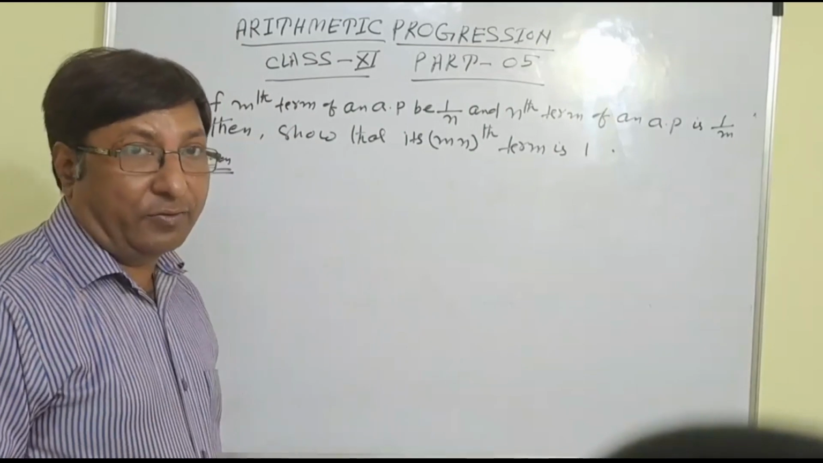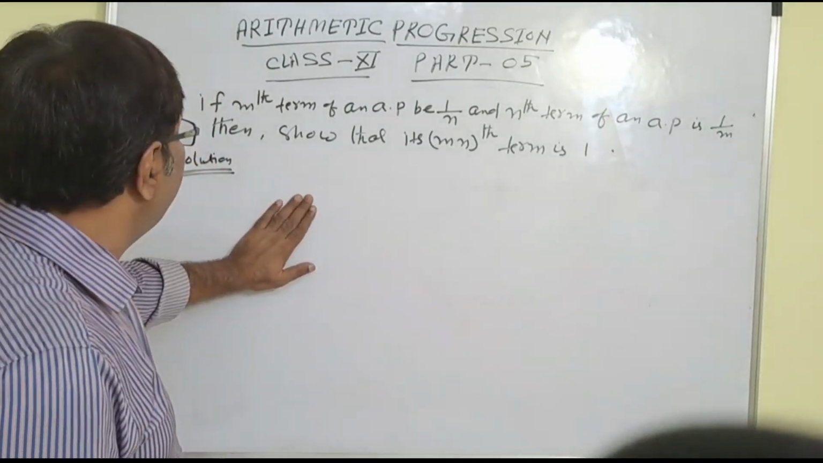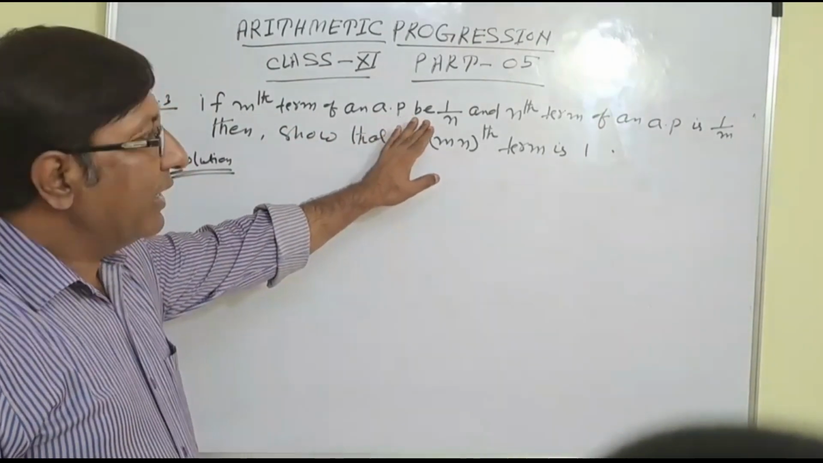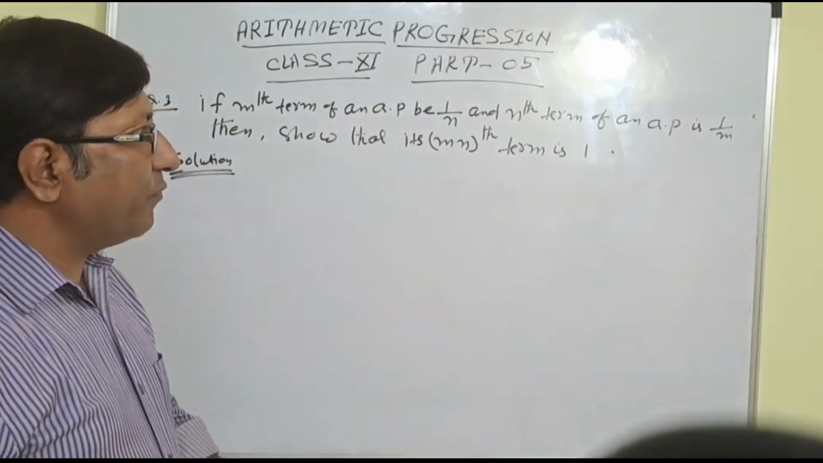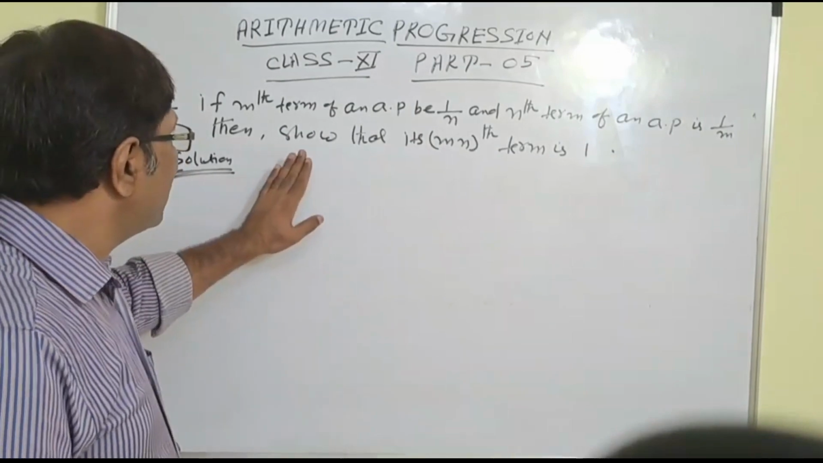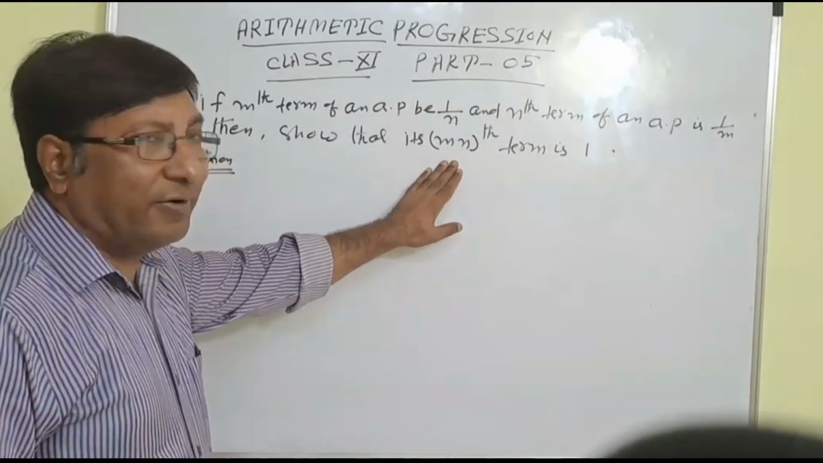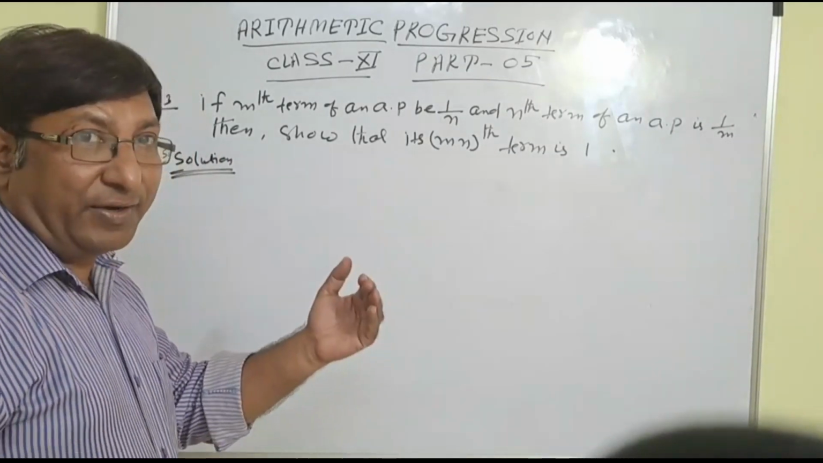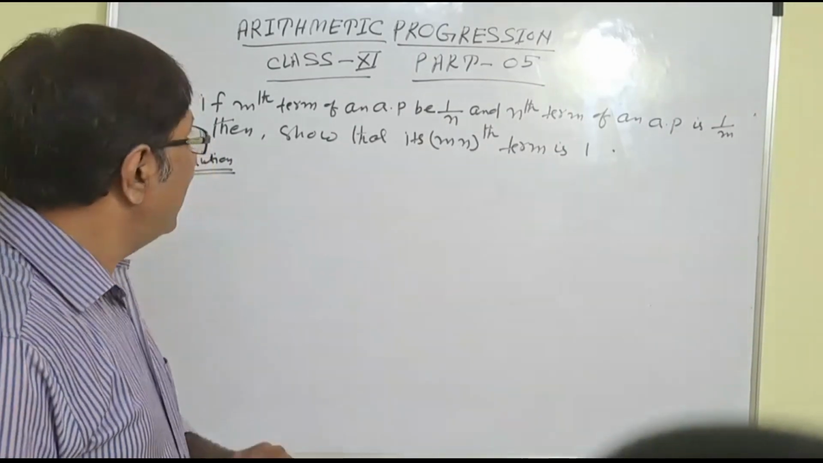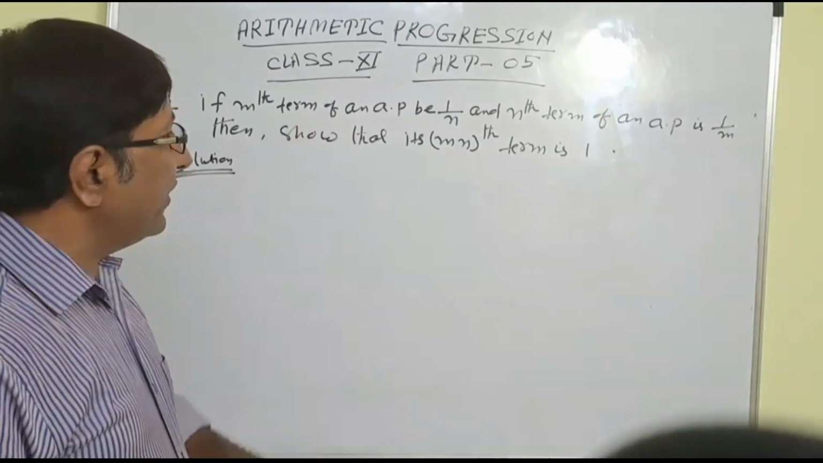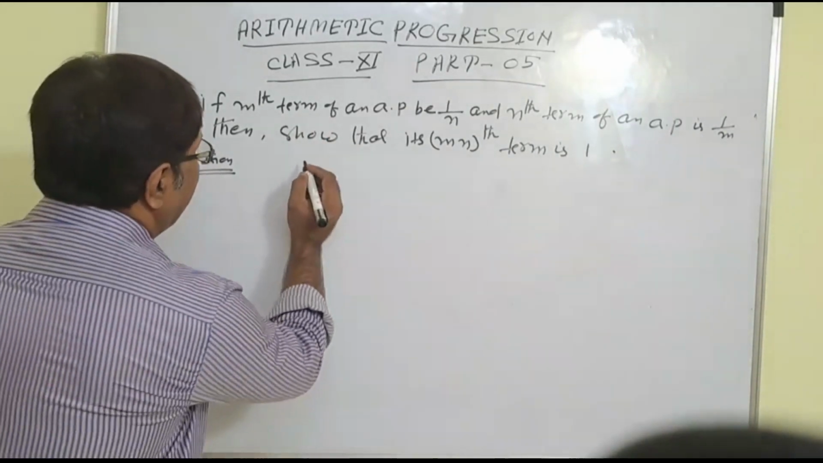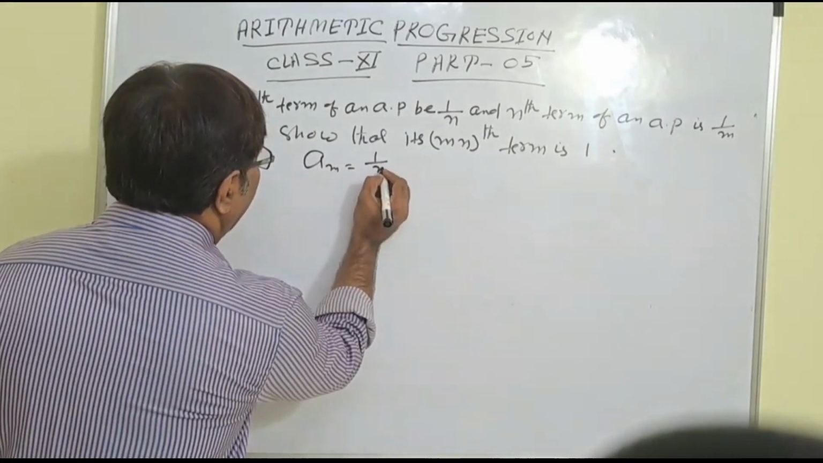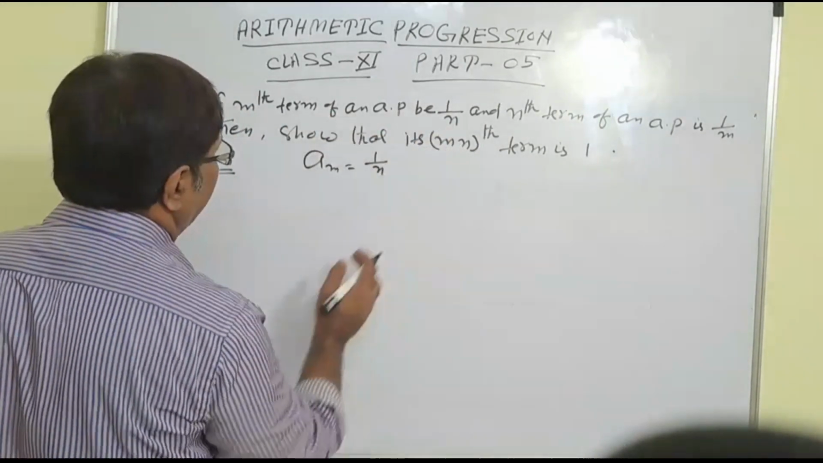Let us see the third question. The third question is what? If the mth term of an AP is 1 by n and the nth term of an AP is 1 by m, then prove that its mnth term is 1. So for this type of question, first we see what is given and what we have to prove. So mth term of AP is 1 by n means what? It is given A_m equal to what? 1 by n. Mth term of an AP is 1 by n.